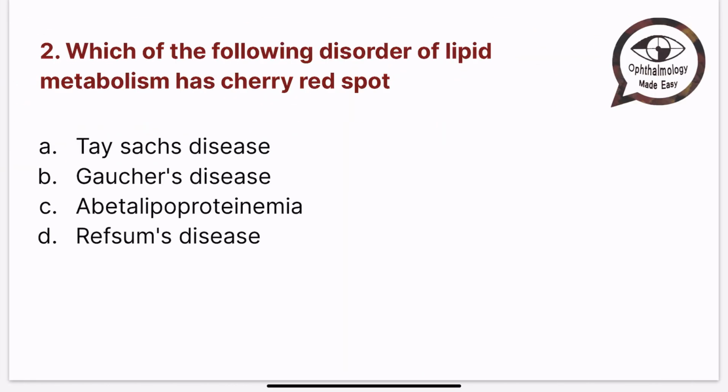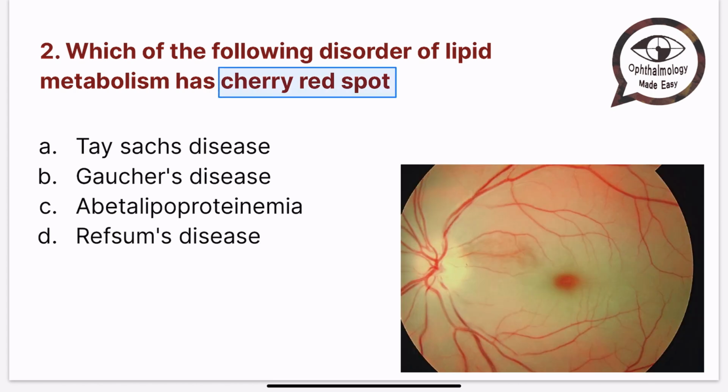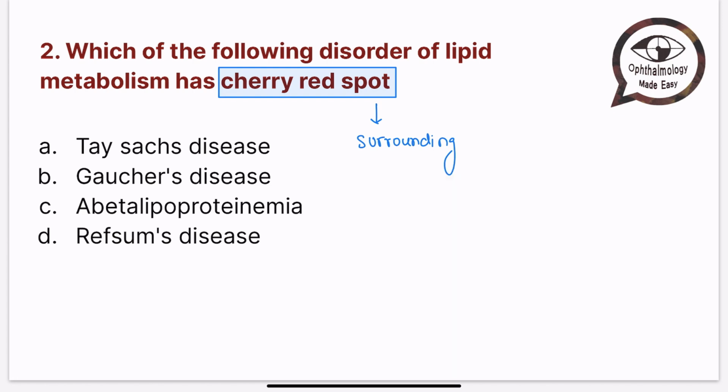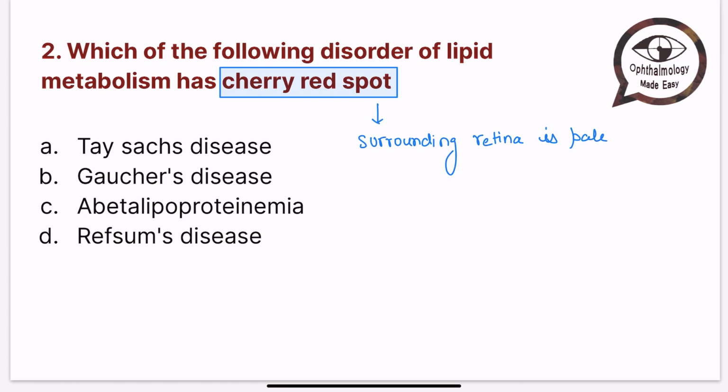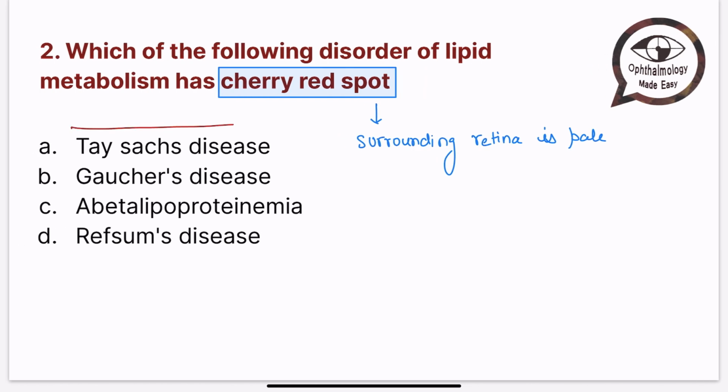The second question is, which of the following disorders of the lipid metabolism has cherry red spot? Okay, cherry red spot we have studied many times. Basically it is the reddish pinkish spot in the center of the retina, and why this happens is because the surrounding retina is pale. Okay, so that's why it is seen in many of the lipid metabolism disorders. The one which is most important here is the answer, that is the Tay-Sachs disease.